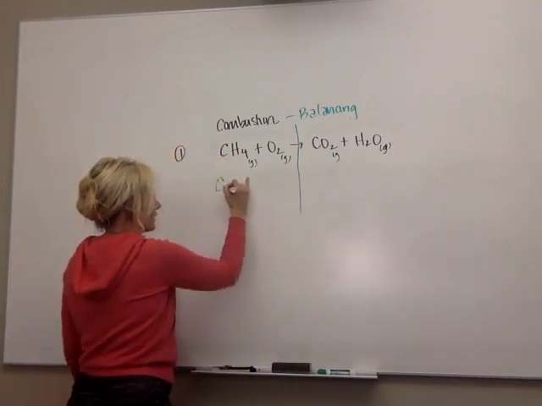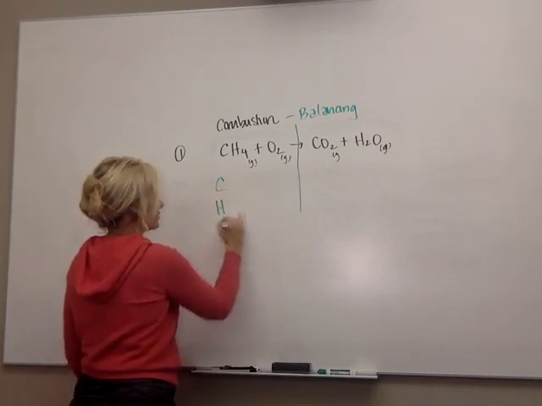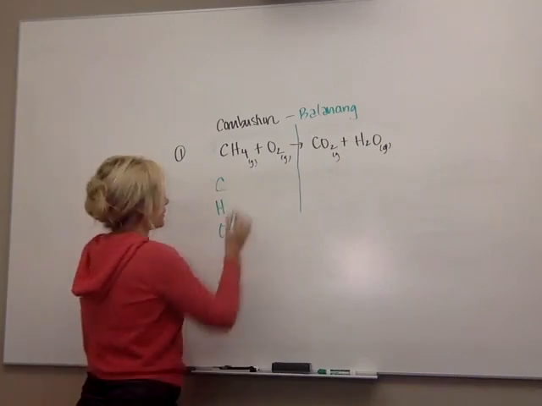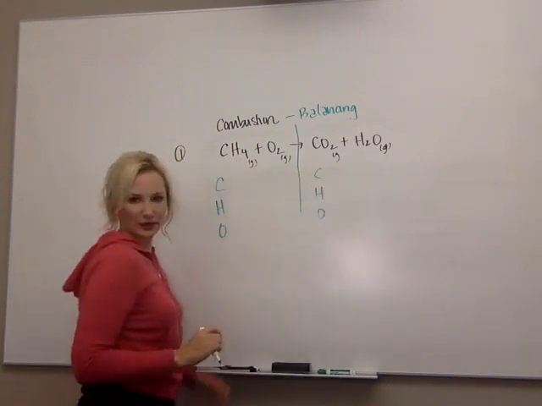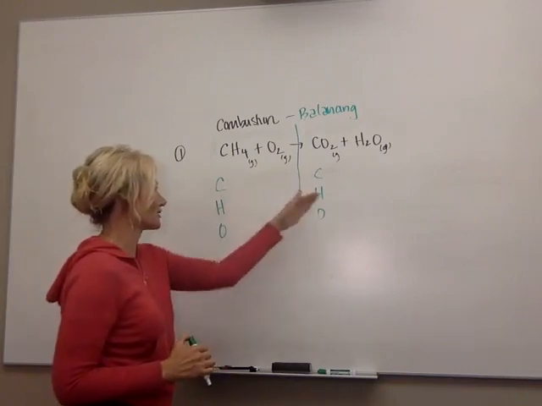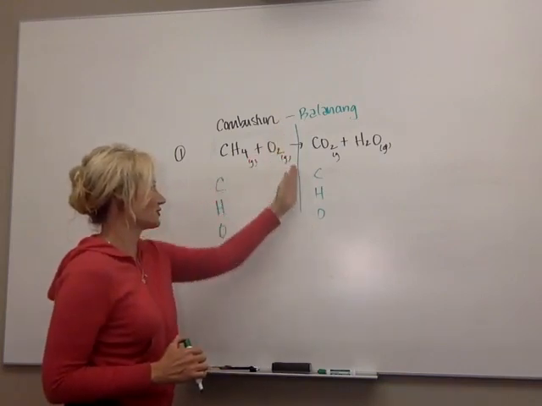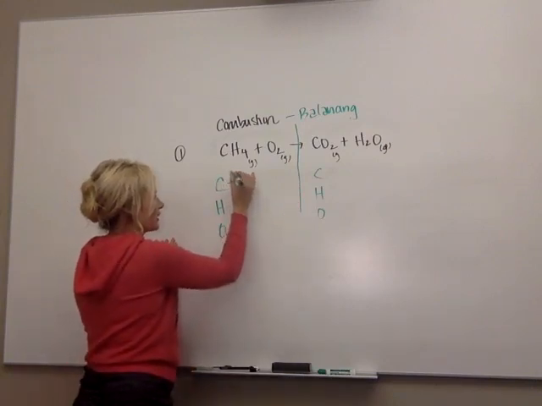So a good way to start balancing is just to take C, H, and O, because those are our main elements, and it doesn't really matter what order you write them in as long as you keep writing them in the same order across the page. And then notice I've divided the reactants from the products. And now I'm going to write down how many of each I have.